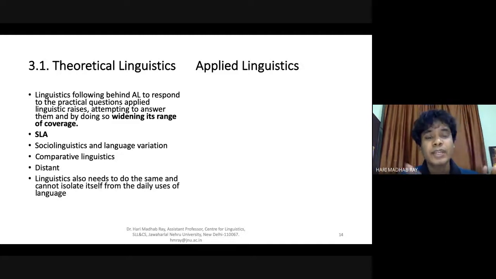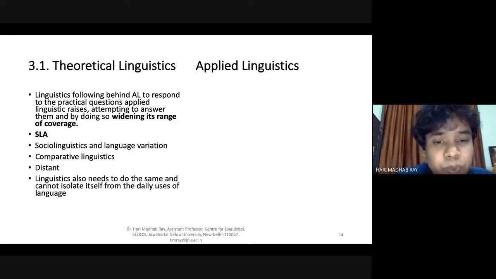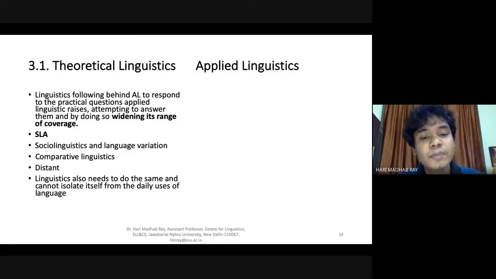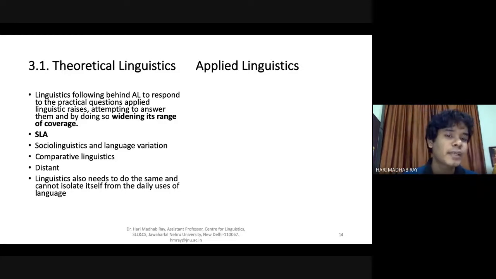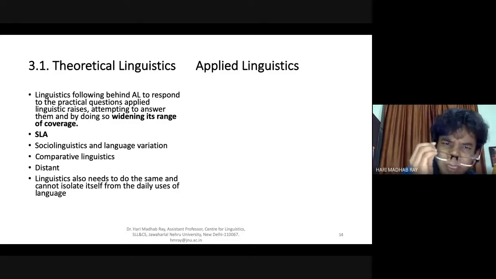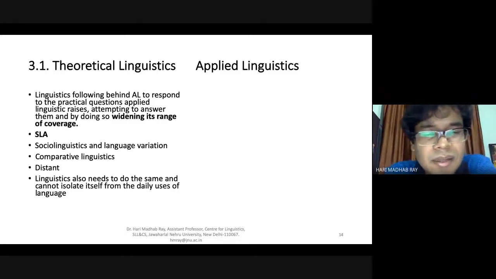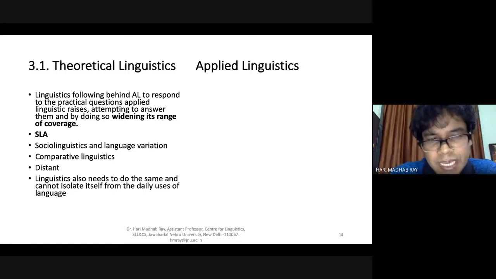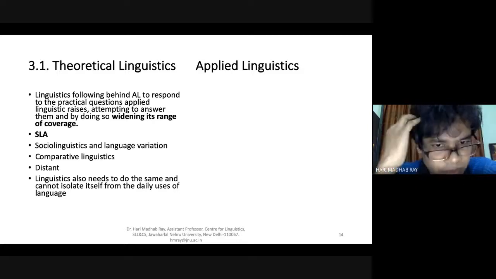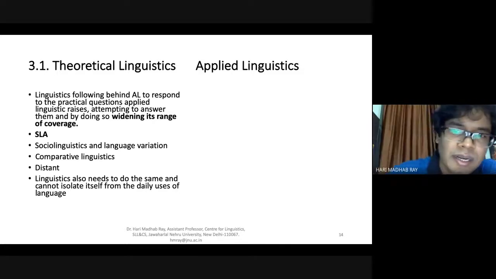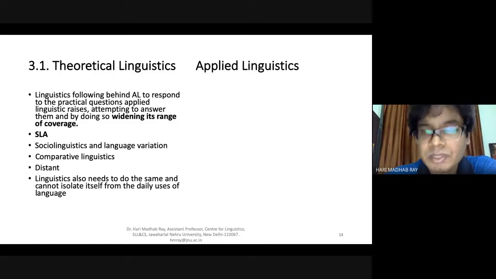So the goal in theoretical linguistics is distant, and on the other hand, applied linguistics is very near. Theoretical linguistics also needs to do the same and cannot isolate itself from the daily uses of language. So it's not only the formal structure, but they need to look at the functional aspects of the language as well.